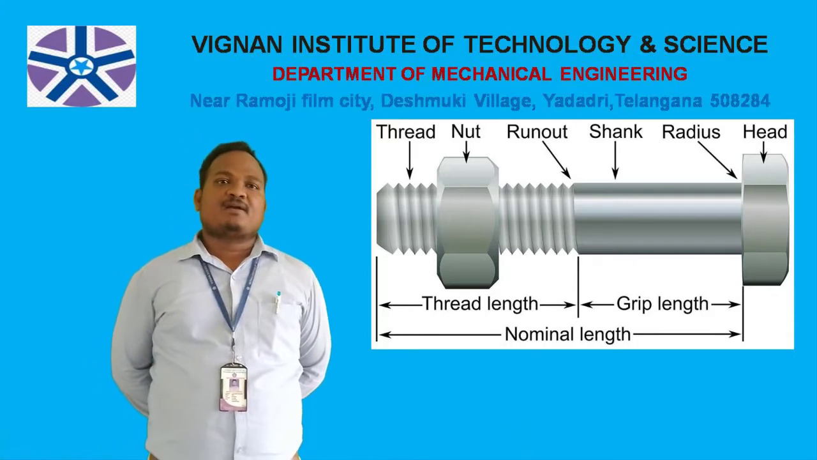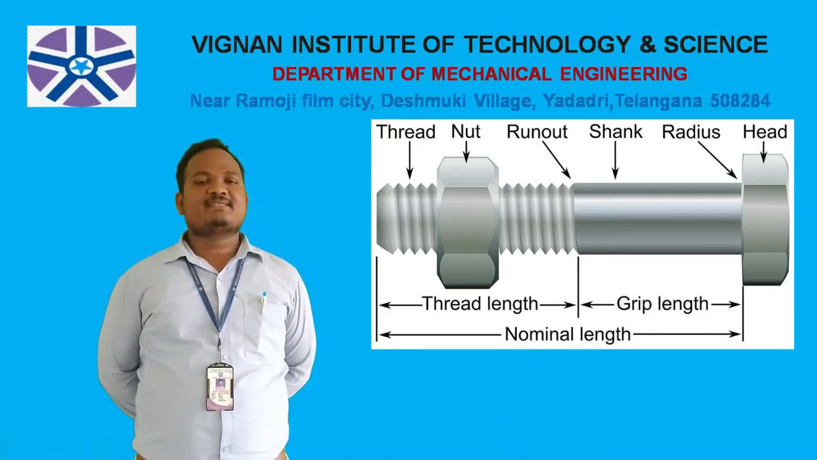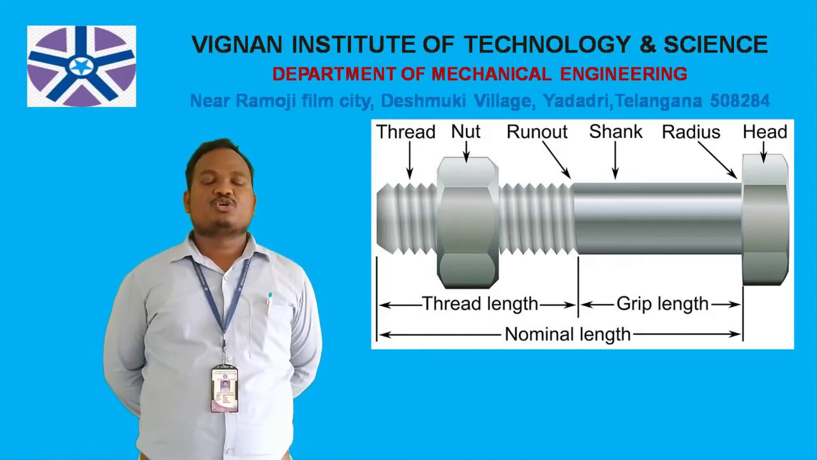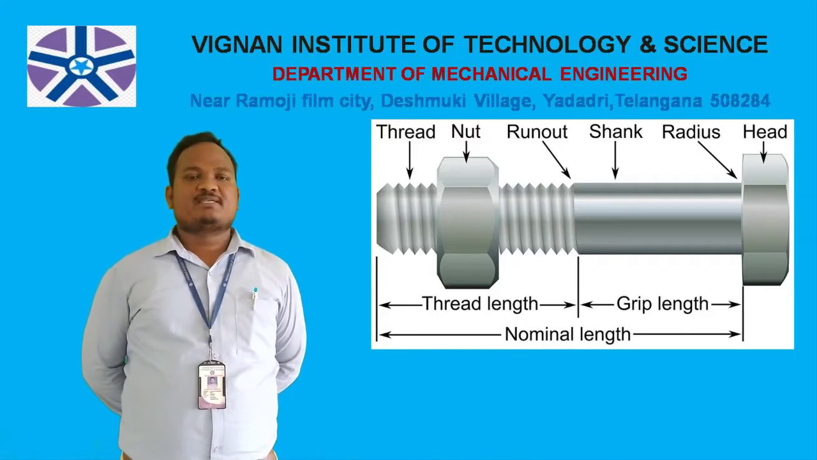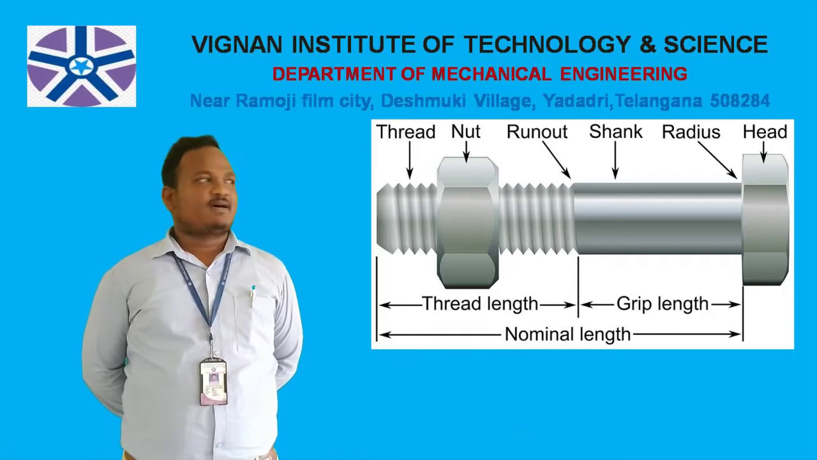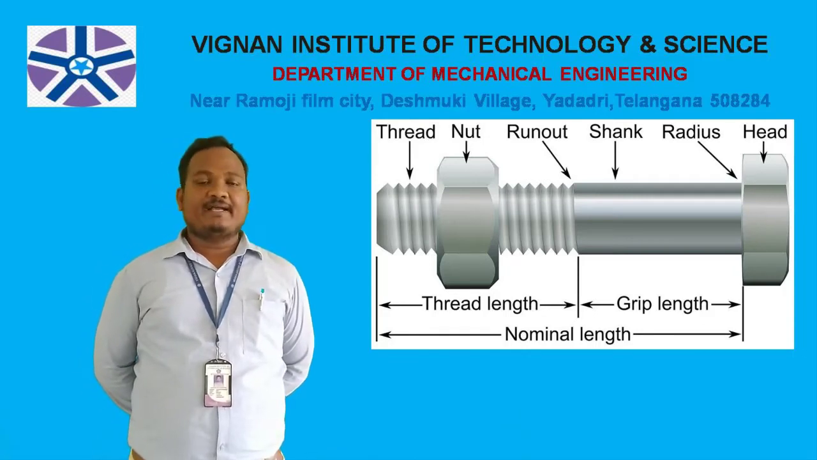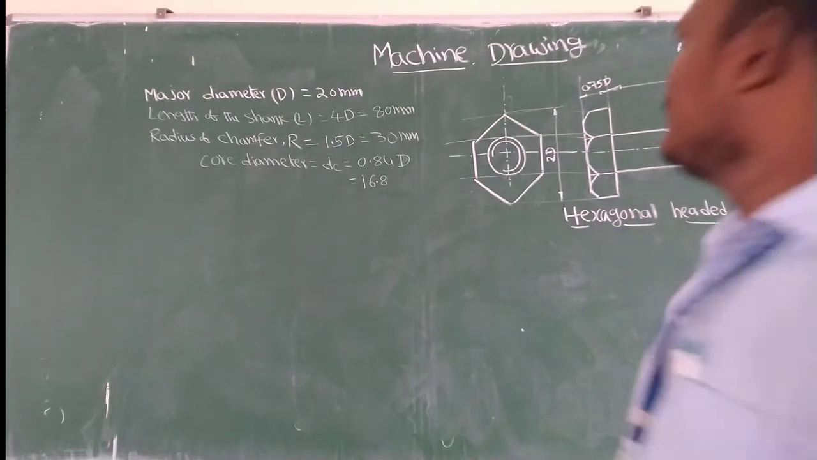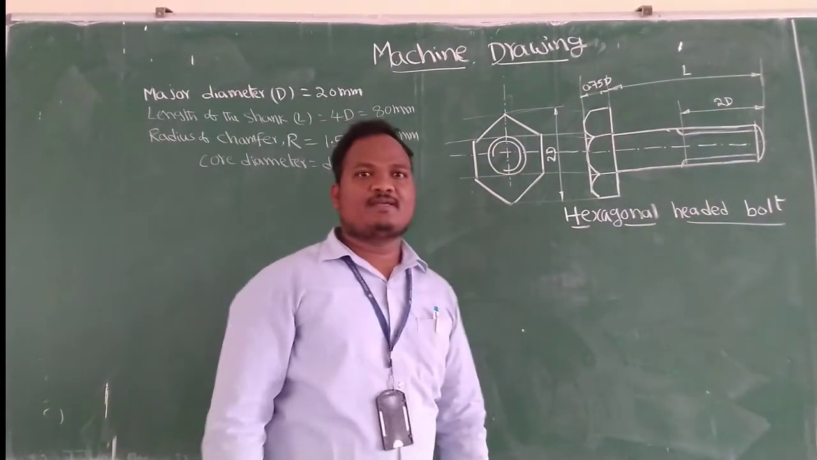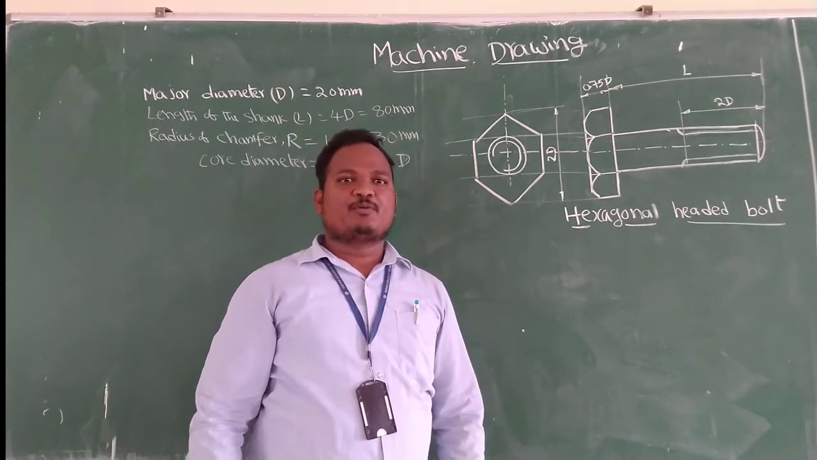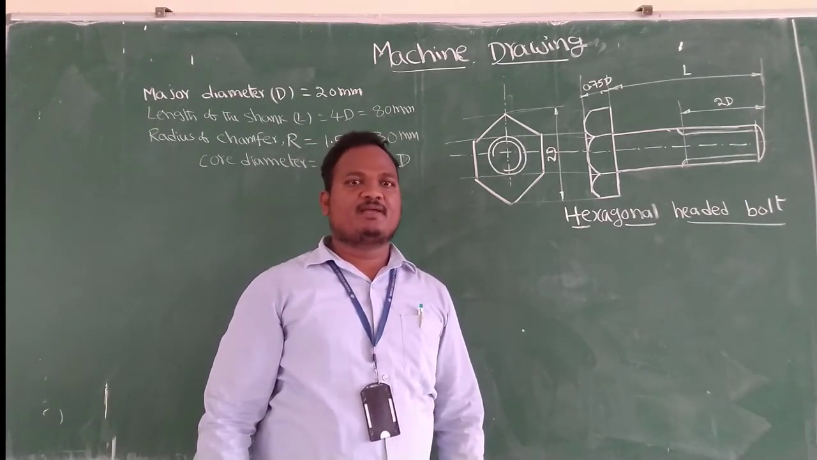The body of the bolt is called the shaft. It is cylindrical in shape. Generally the head is hexagonal or square in shape. Today I would like to show the schematic diagram and the procedure for how to draw the hexagonal headed bolt.